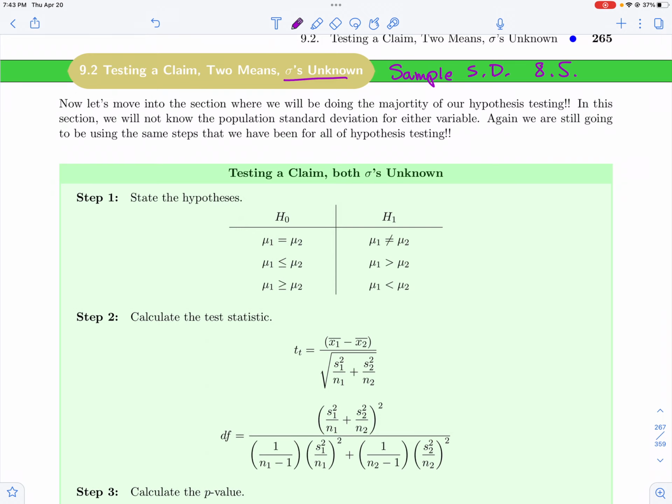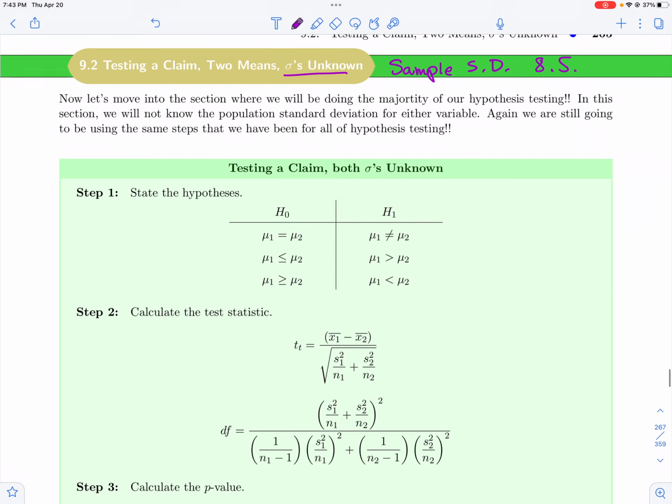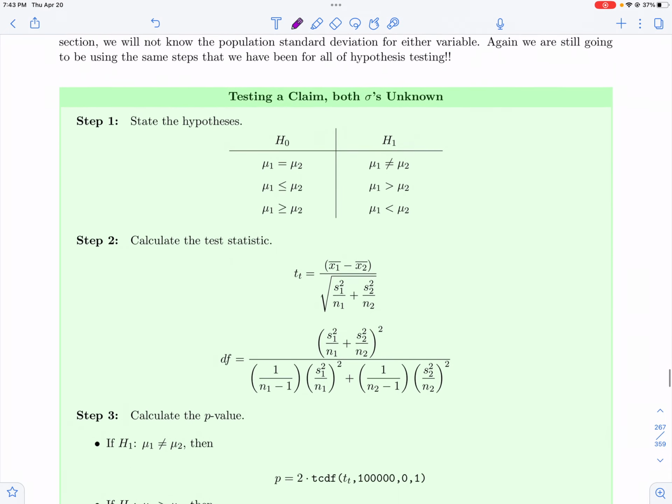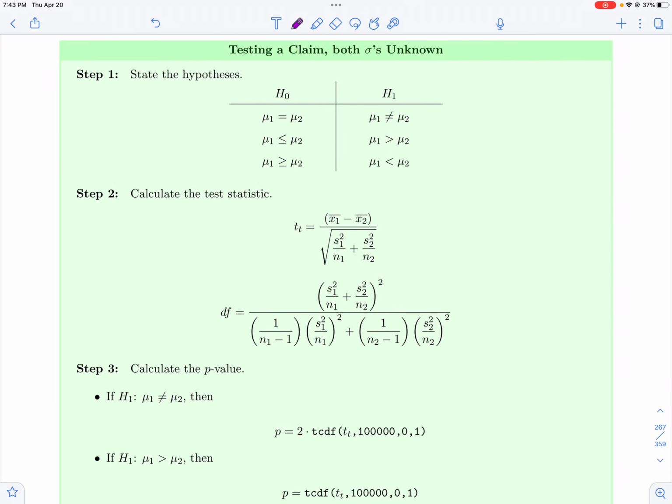So step one, nothing different in this case. We're still using mu1, mu2. We still have all the same conditions. Now that we're working with sample standard deviations, we are going to be using T scores instead of Z scores. So if you look at our test statistic, there's nothing really different about that. We're going to do sample mean 1 minus sample mean 2, all divided by the standard deviations squared, added together, all that good stuff. But notice we are using the sample standard deviation since we have S1 and S2.